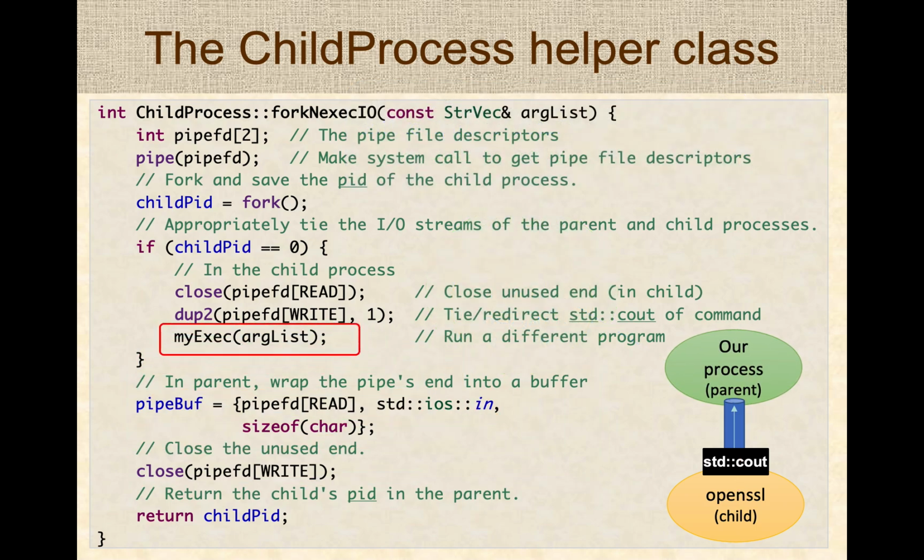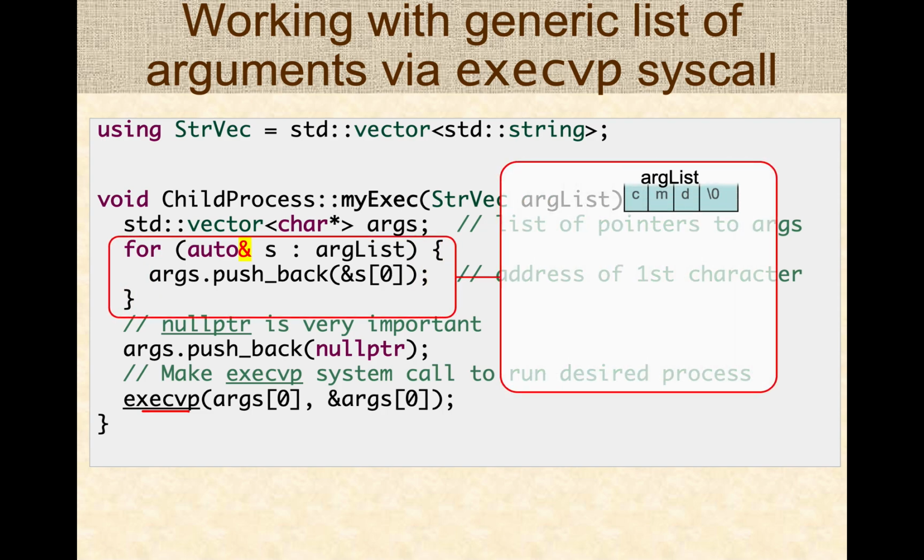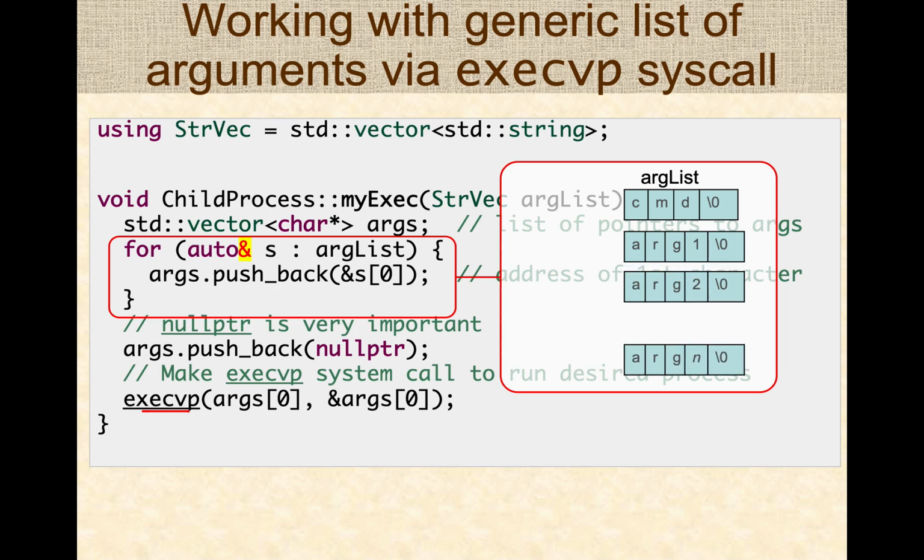Now let's take a quick look at the myExec helper method. Here, the myExec helper method essentially is a helper method to make a call to the execvp system call to run a different program. So here, the first step in the process is to set up the necessary pointers that execvp requires into a separate args list, where we set up a pointer to each command line argument and the command that is given to us.